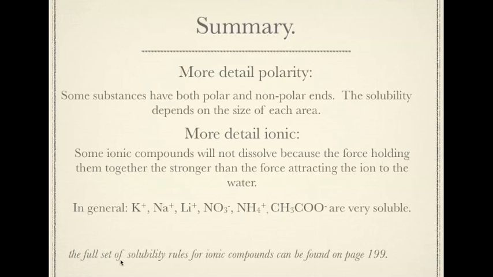There's a full set of solubility rules for ionic compounds on page 199 of your textbook. I think it's 199 from memory. Yep. So have a look at the solubility rules for ionic compounds on page 199. But in general, if you have these ions in your compound, they will be soluble, or very highly soluble. Not completely soluble, but very highly soluble. So that's some more ideas about how you can tell if something's going to dissolve or not.